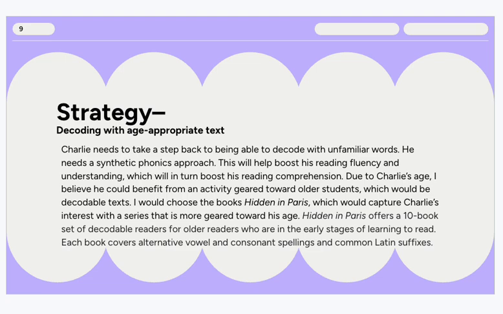We don't want Charlie to feel like he is behind or that he is doing something that kindergartners might do. So I would choose the books Hidden in Paris, which would hopefully capture Charlie's interest that is more geared toward his age. Hidden in Paris offers a 10-book set of decodable readers for older readers who are in the early stages of learning to read. Each book covers alternative vowel and consonant spellings and common Latin suffixes.